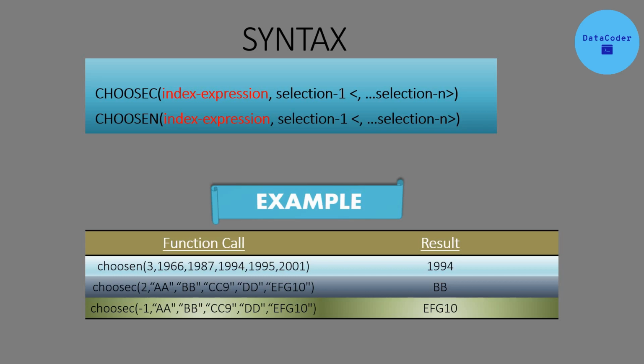Next is CHOOSEC, and the index value passed is 2. So AA is the first index, BB is the second index, and so we are getting the result as BB. Next is -1. Here a negative value is passed in the function call as the index expression. Hence it should search from the end of the values. So EFC10 is the last value, hence we are getting the result as EFC10.